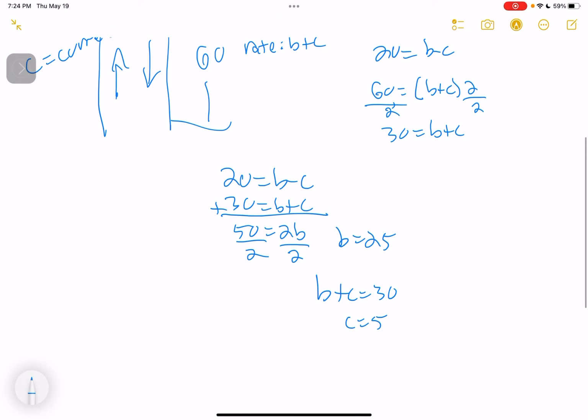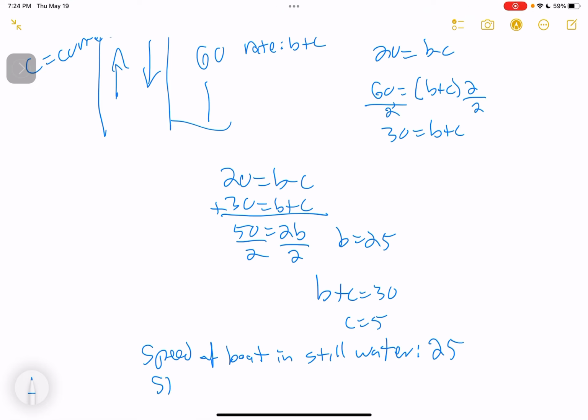So the speed of the boat in still water is 25. Speed of current is 5. I guess these are miles per hour.